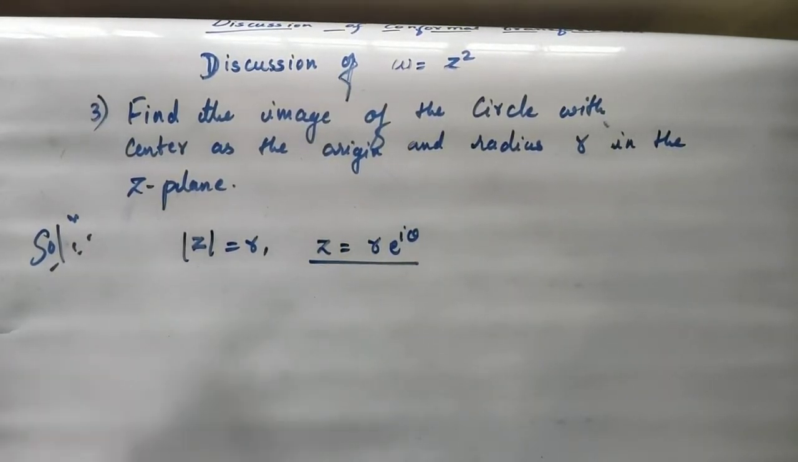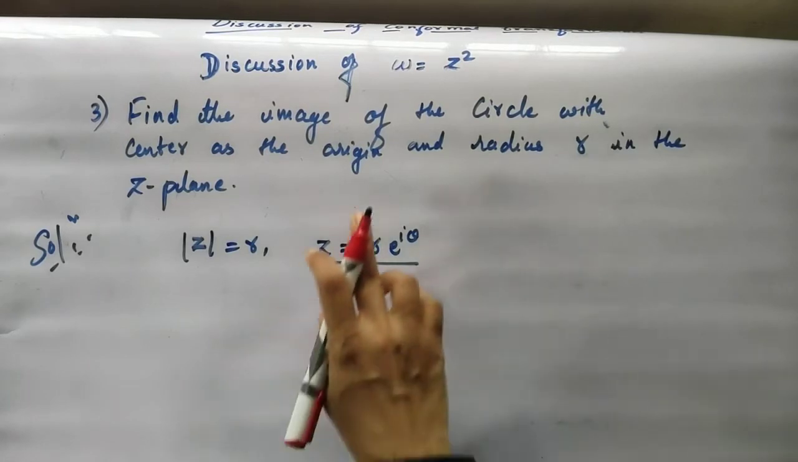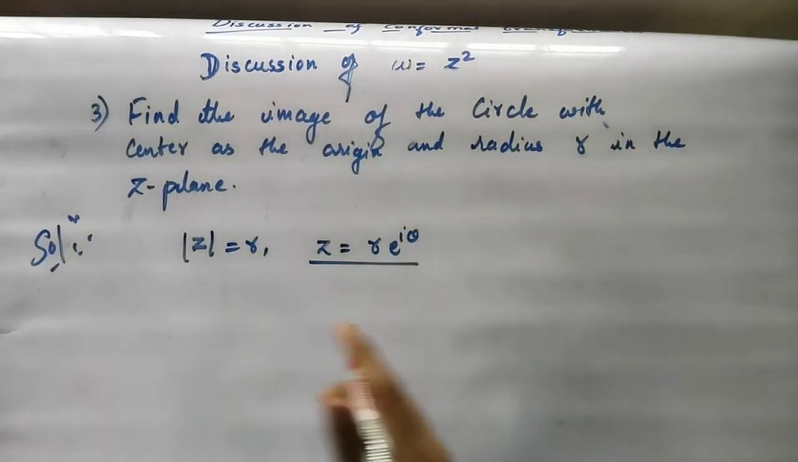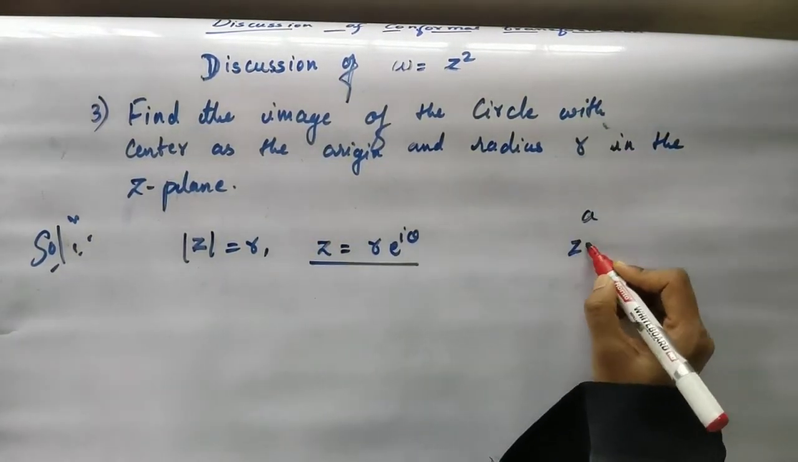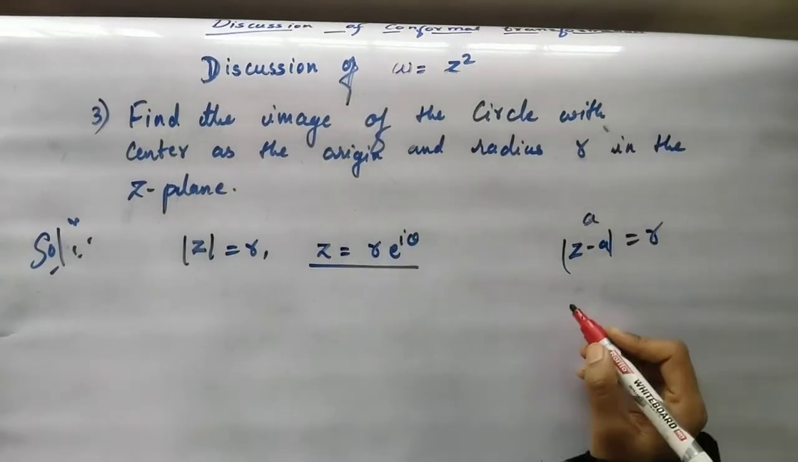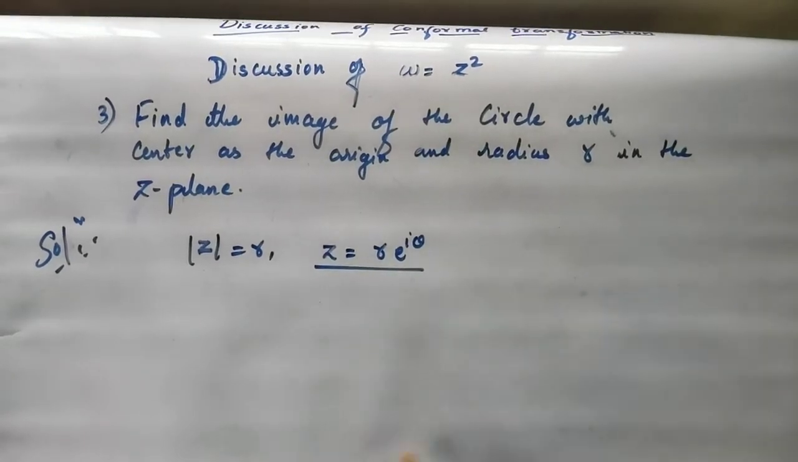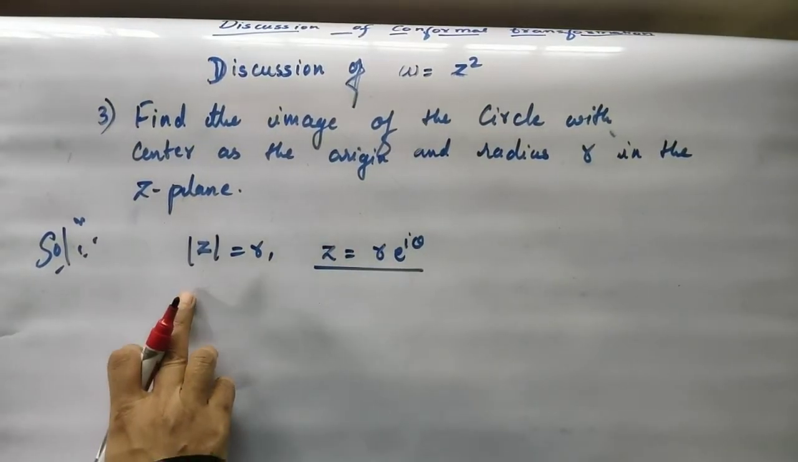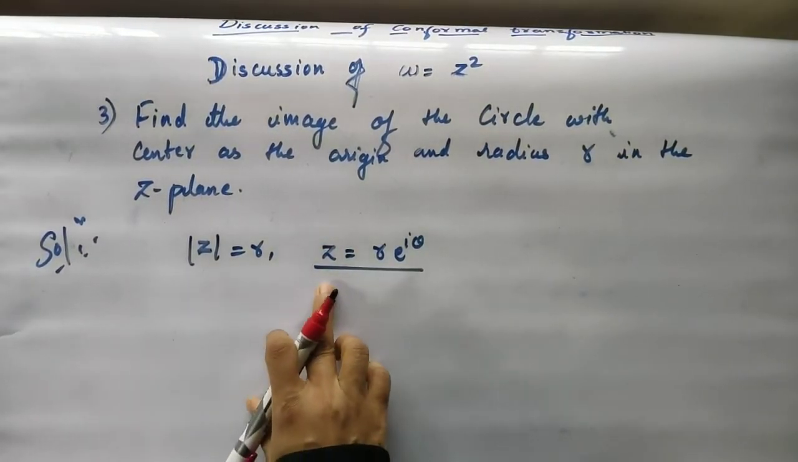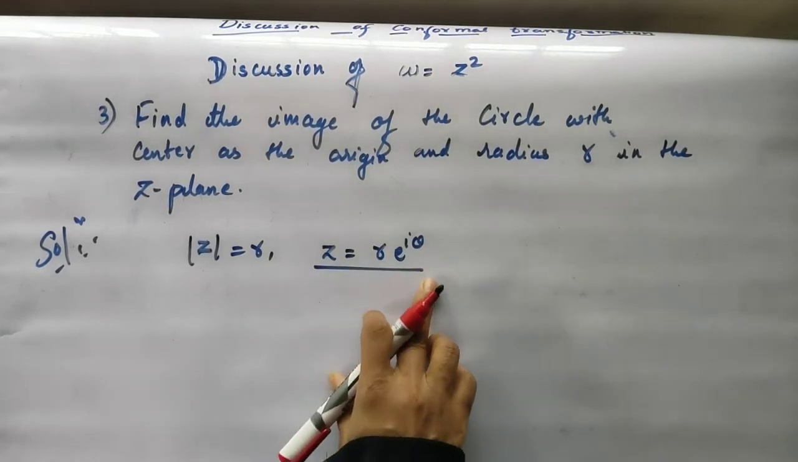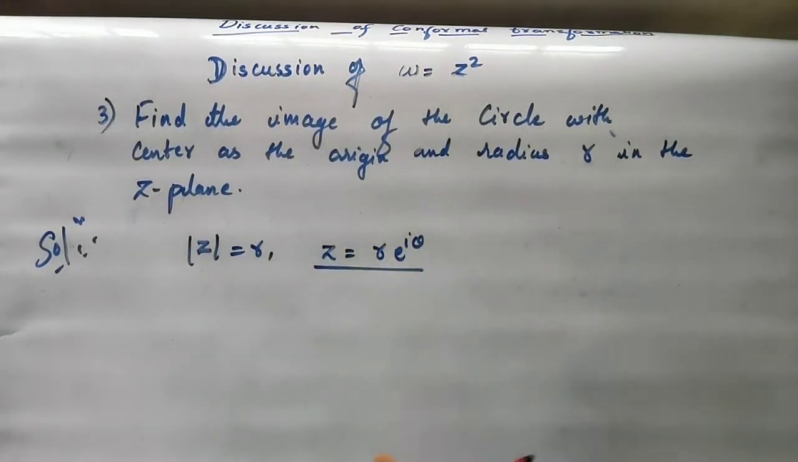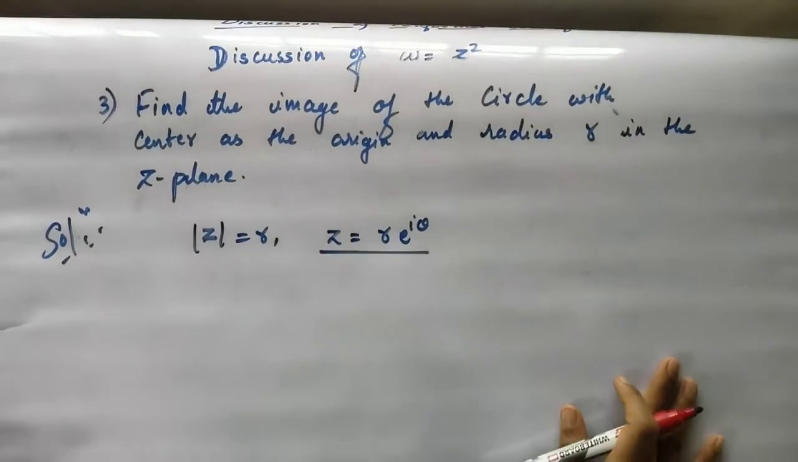A circle in the Z plane with center as the origin is always written this way. If the center is something else, say the point a, then it will be mod of z minus a = r. Here the center a = 0, it's the origin, so we write mod z = r, or z = r e^(iθ), because mod of e^(iθ) is 1. You should know that.